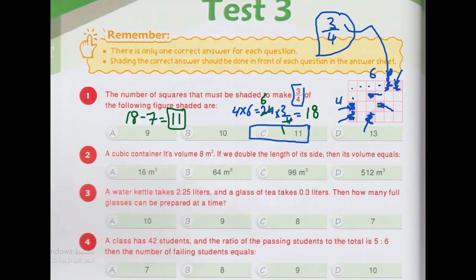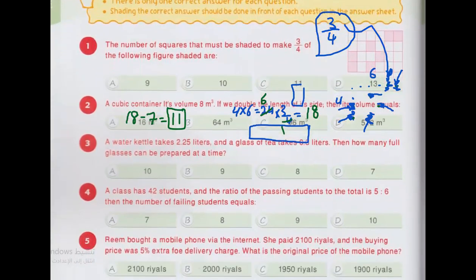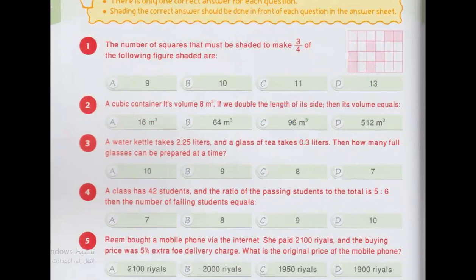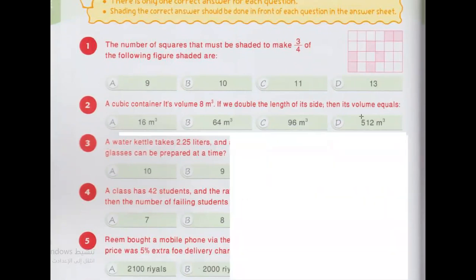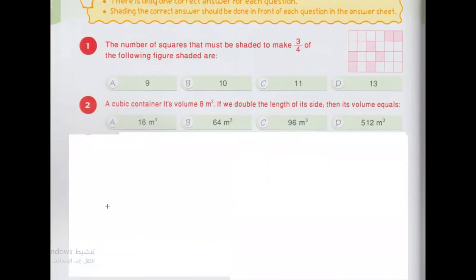Okay, now we will go to question number 2 with Zainab Ismail. Can you hear me, Zainab Ismail? Yes. Okay, I want you to read the question. Also, explain, please, if you can. A cubic container, its volume is 8 m cubed. If we double the length of its side, then its volume equals.